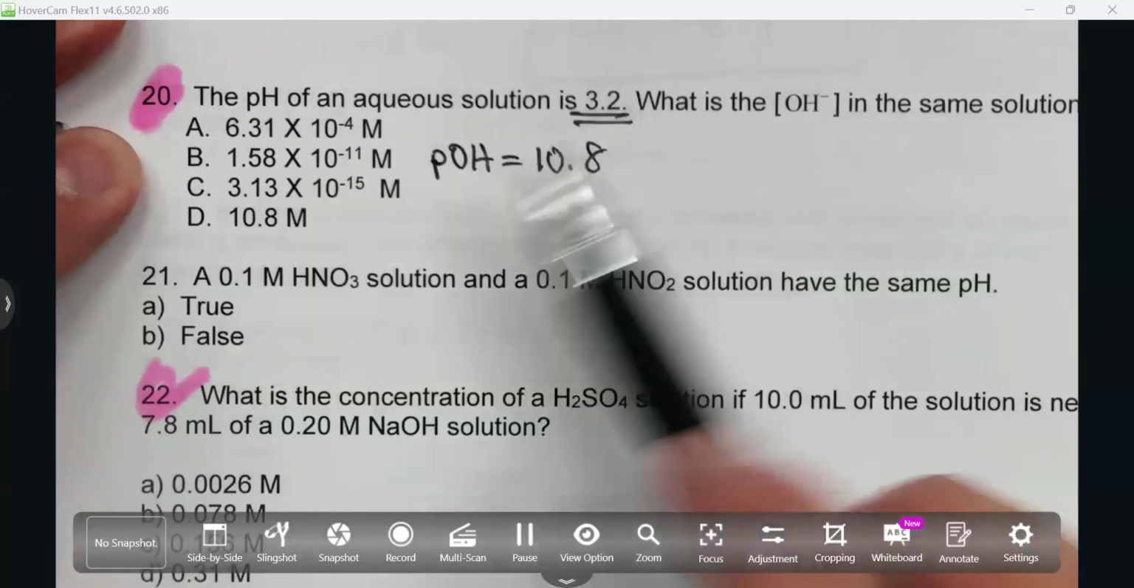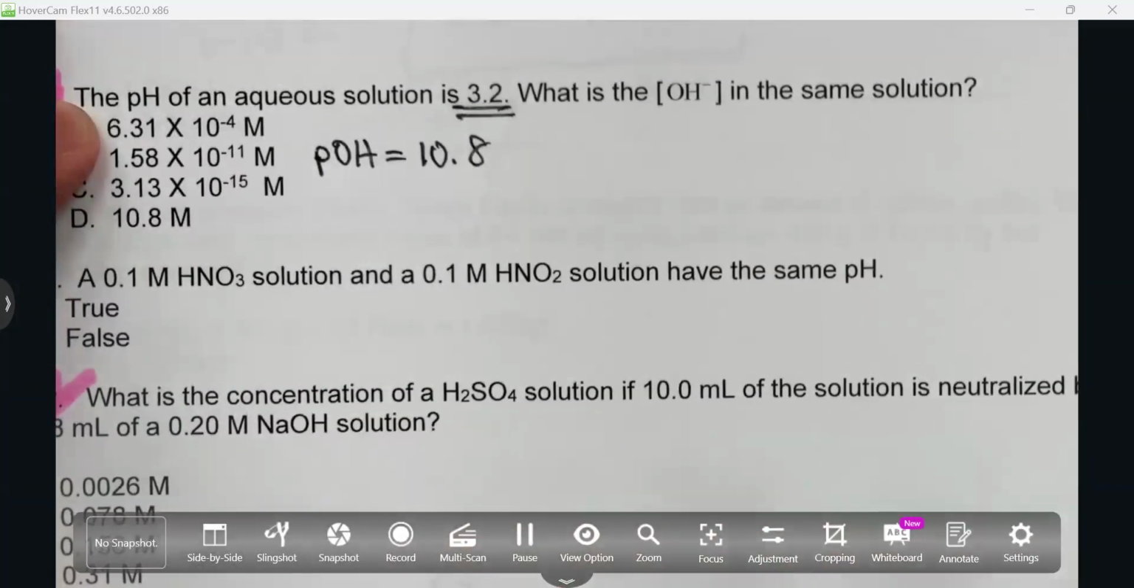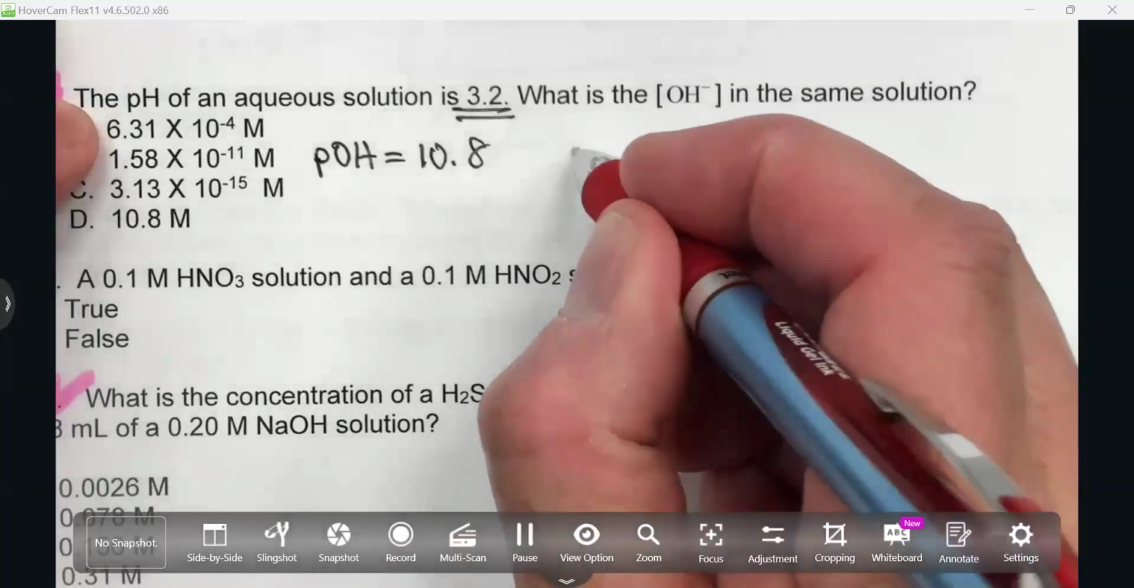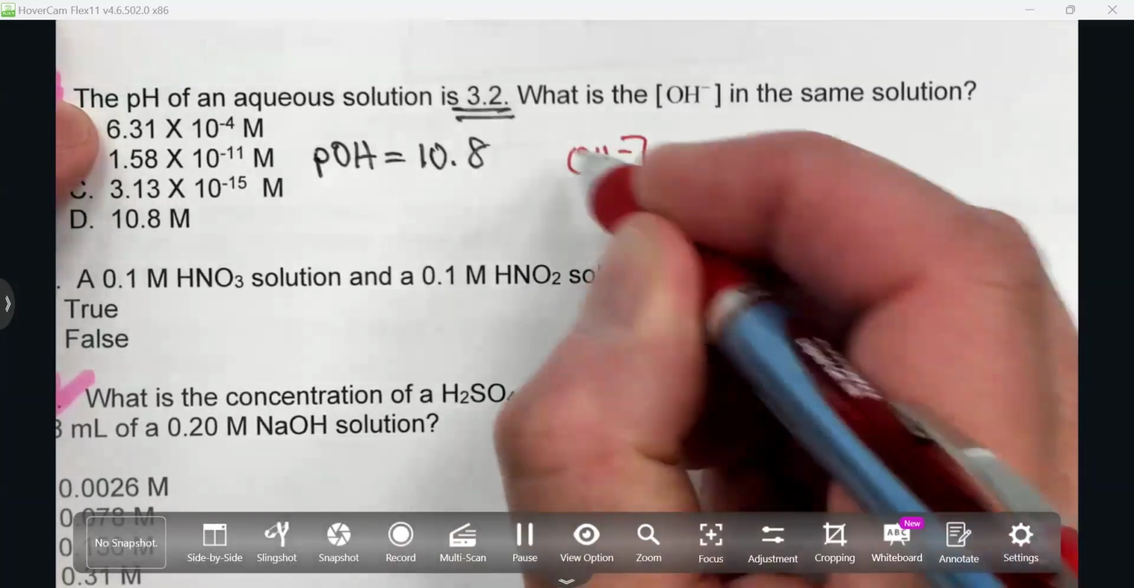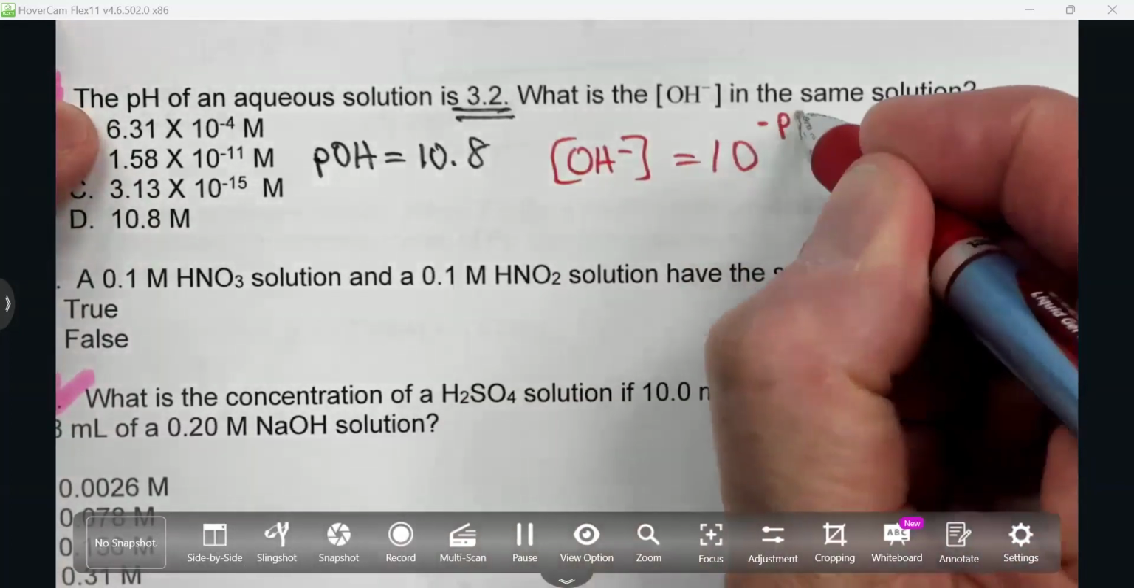Now, there's two ways to do this problem. There's two ways to calculate all of these. This is one way to do it. If my pOH is 10.8, my OH minus should be 10 to the negative pOH.